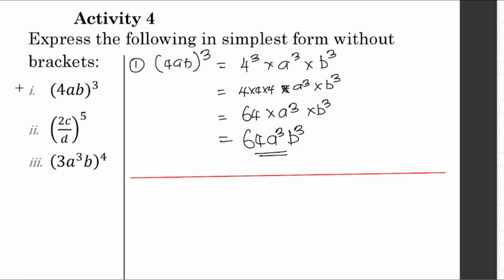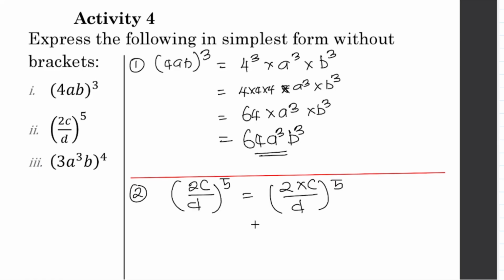So let's take the second one. Number 2, (2c/d)^5. This is equal to, or you can expand, (2 times c all over d) raised to power 5, okay, and then we can simplify further.